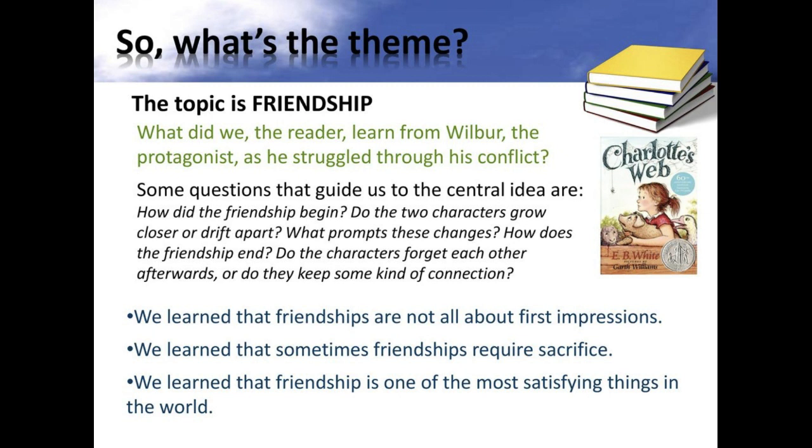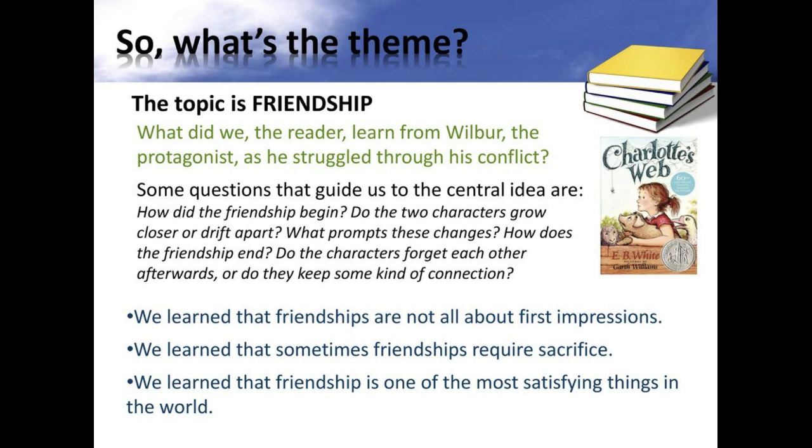Okay, now that you guys paused that and read that little excerpt from Charlotte's Web, you should now know that the main theme of that was friendship. So the questions that guided us to get the central idea are, how did the friendship begin? Do the characters grow closer or drift apart? What prompted these changes? How does the friendship end? And so, do the characters forget about each other afterwards, or do they keep the same kind of connection?